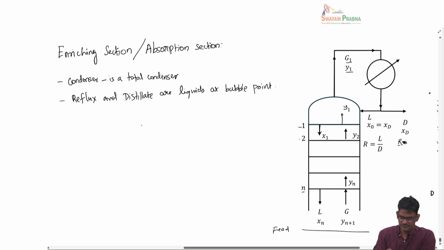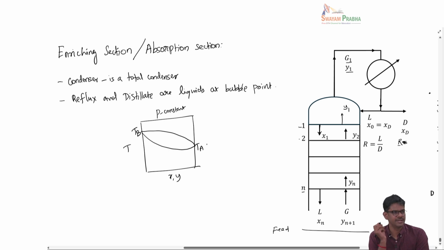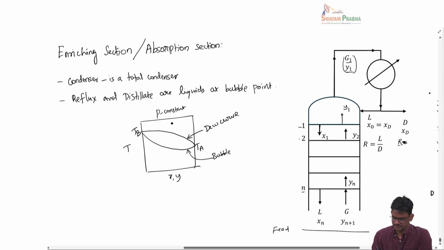So what it actually means is the following. Let's say I have this Txy diagram, P constant, so this is boiling point of B, this is boiling point of A. Okay, so this is a Txy diagram. If you think about this vapor coming at Y1, it is somewhere here. Okay, so this top curve here is the dew point curve, and the bottom curve is bubble curve.